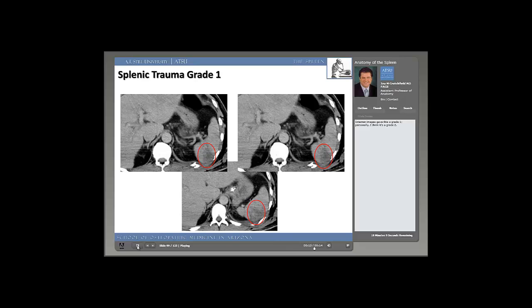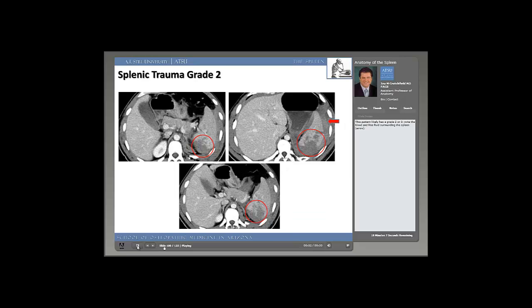Here's an example of grade 2, and I actually believe this to be a grade 3 splenic trauma. The red arrow shows blood around the spleen. There's a crack in the splenic capsule, and some of the spleen parenchyma is contused and broken. That's what makes me think that this is actually a grade 3 instead of a grade 2. Nevertheless, depending on how stable the patient is, you might be able to not operate on this patient, and they may be able to go home. But in doing so, we often put people on restrictions for up to 6 months while the spleen heals.